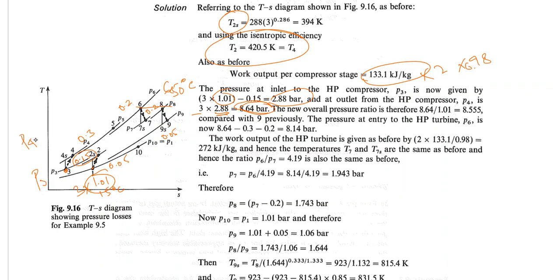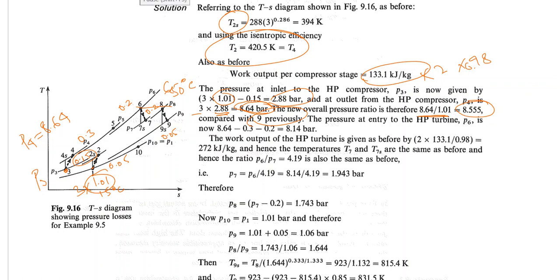would be equal to 8.64. So this is the actual pressure. If I'm looking at the overall pressure ratio, it would be 8.64 divided by what was actually P1 over there. So that would be 8.64 divided by 1.01. That is actually an 8.55 pressure ratio. Compared to the previous, which was 9, the pressure ratio is now reduced due to the pressure losses in the intercooler.